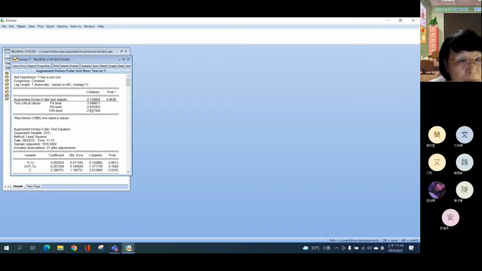The critical value, again, is different based on the different version and also the sample size. With lag and without lags will determine the number of sample size. Therefore, the critical value will be different.